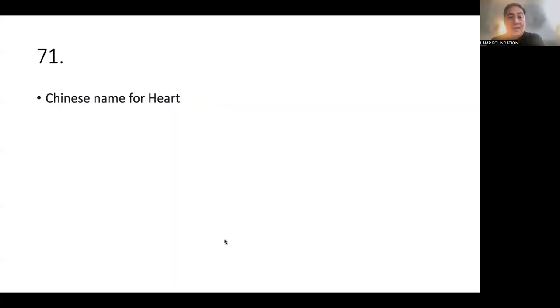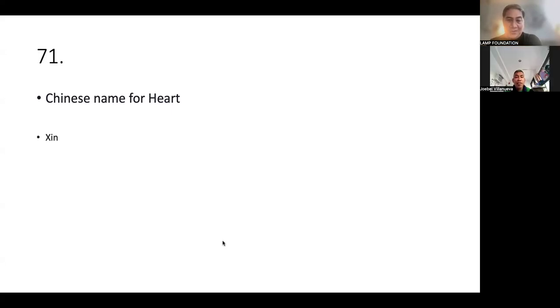The Chinese name for the heart is Shen. Okay, let's ask our consultant if this is the correct pronunciation. Sir Rachel, are you there? Yes, I'm here. How do you actually pronounce this? By the way, heart and mind are the same word. Shen. My son's name is Shen, which means one mind or one heart. Oh, okay. Amazing. Shen. Wow. Okay. Thank you.